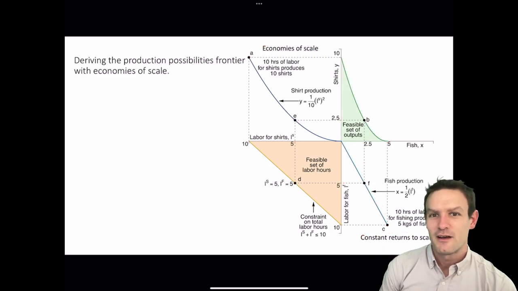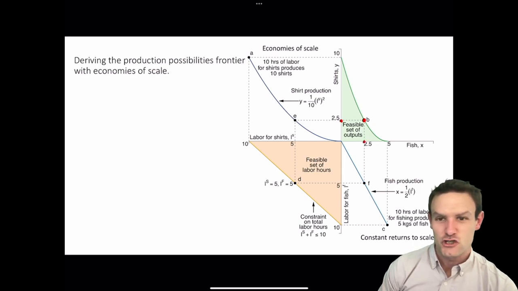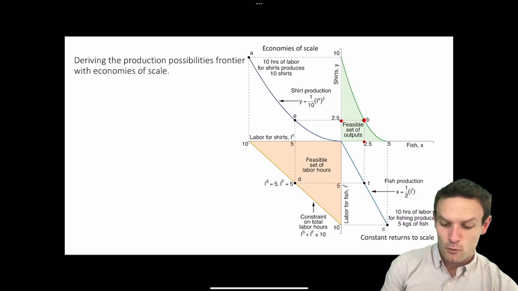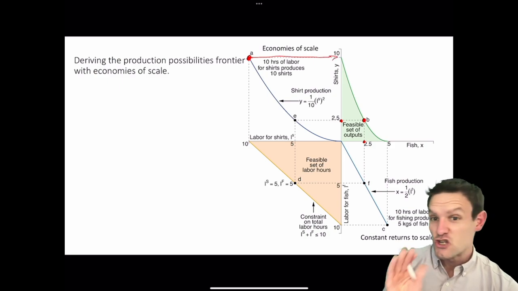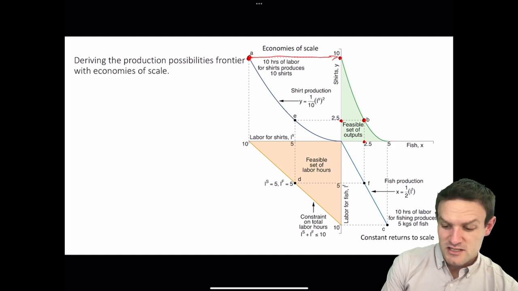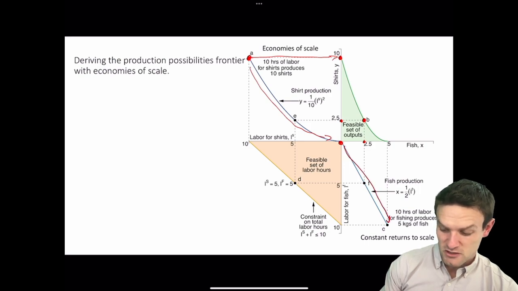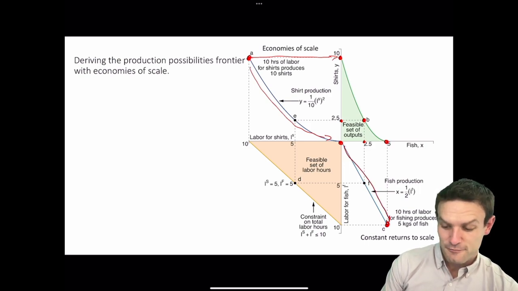So here we have superimposed the production possibilities frontier. At point B, what happens? We have 2.5 fish and 2.5 shirts. At point A from our shirt making, we go all along, no time spent on fish production, and we get 10 shirts. Or if we spend no time on shirts, we've got 0 time spent on shirts, but we've got 10 hours spent on fish, we'd end up with 5 fish.